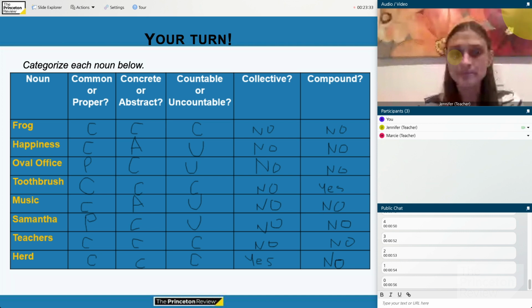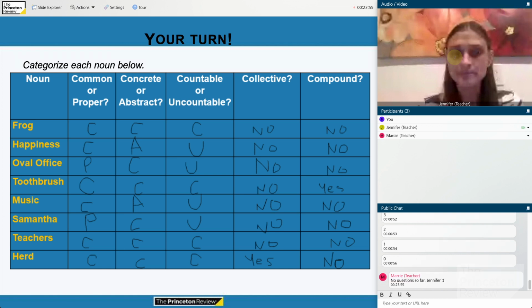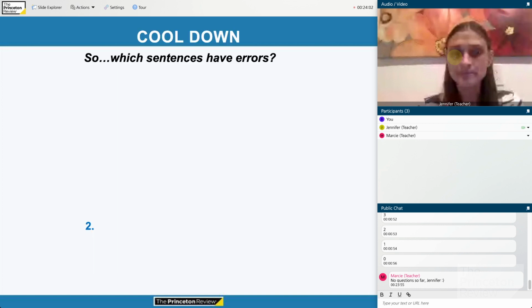So if anyone has any questions, go ahead and type them in now. We're going to now return to the warm-up and look at those 4 sentences again and see if you got the correct answer. And maybe you didn't the first time, but maybe you changed your answer since we started today. All right, which sentences have errors?